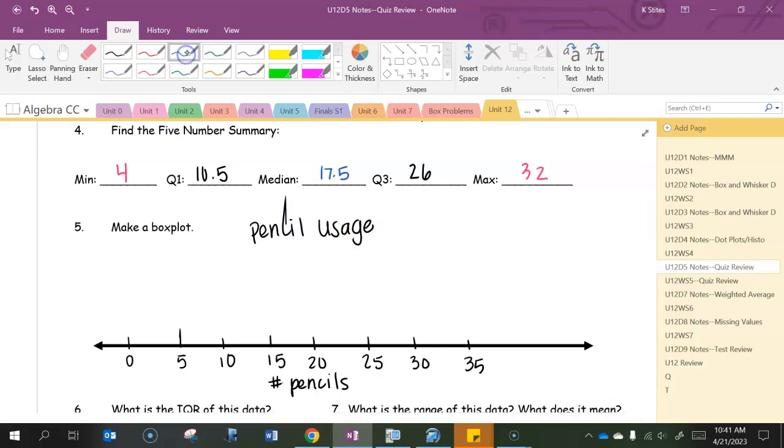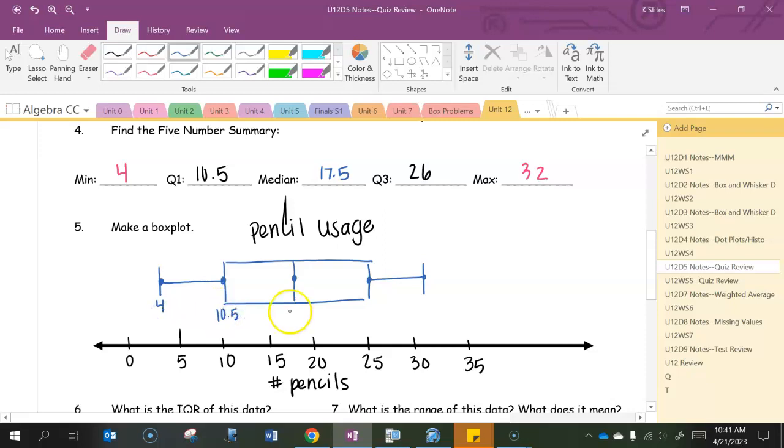Okay, and now I'm ready to plot my points. So 4, 10.5, 17.5, 26, and 32. And then again, your min and your max, make your whiskers. And the other 3, make the boxes. And then please make sure you label your 5-number summary on your box plot.